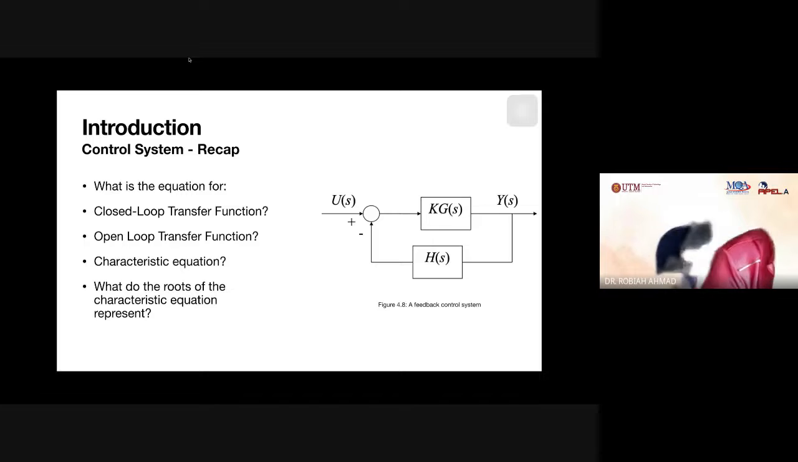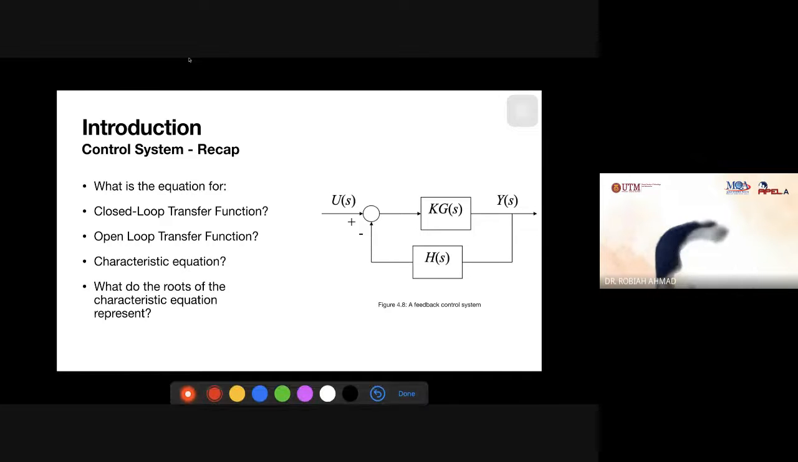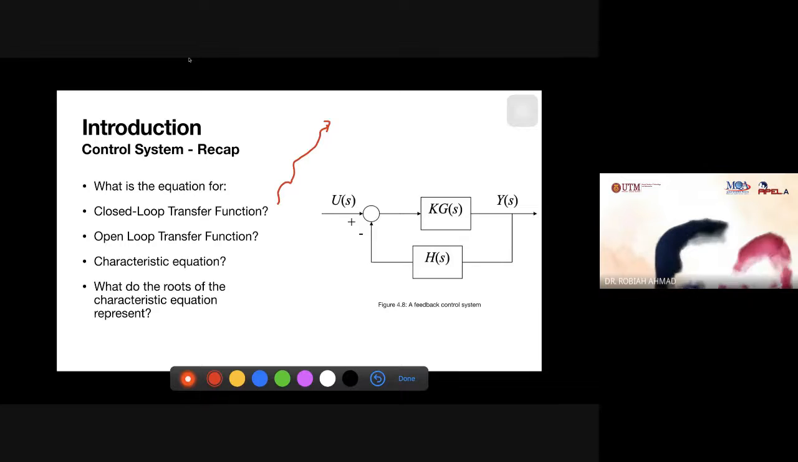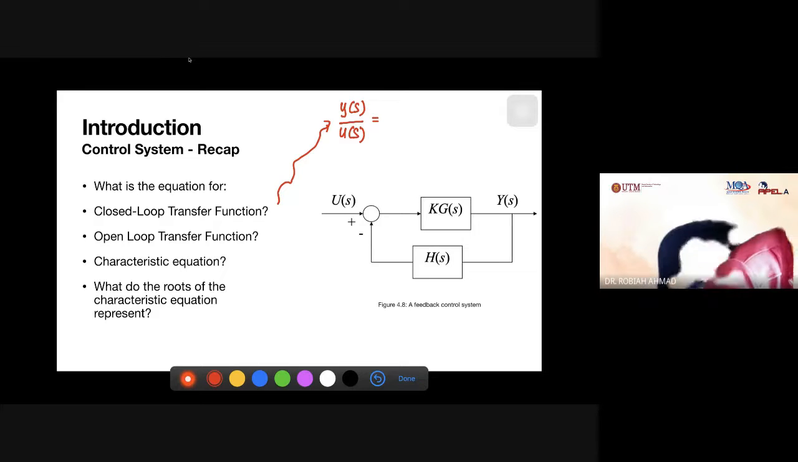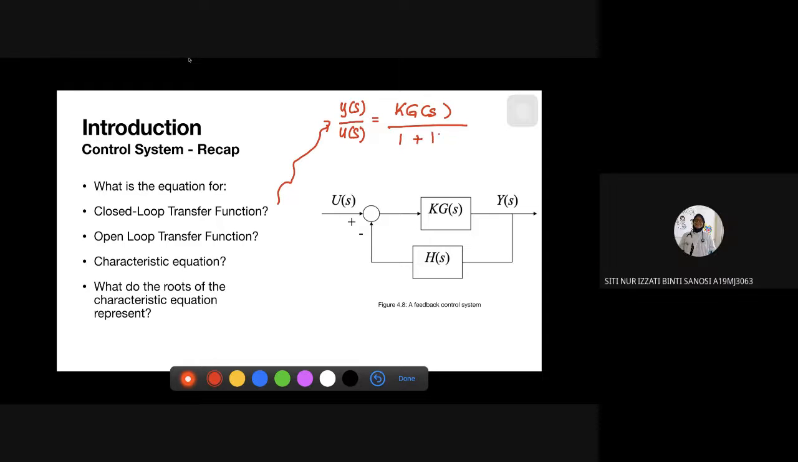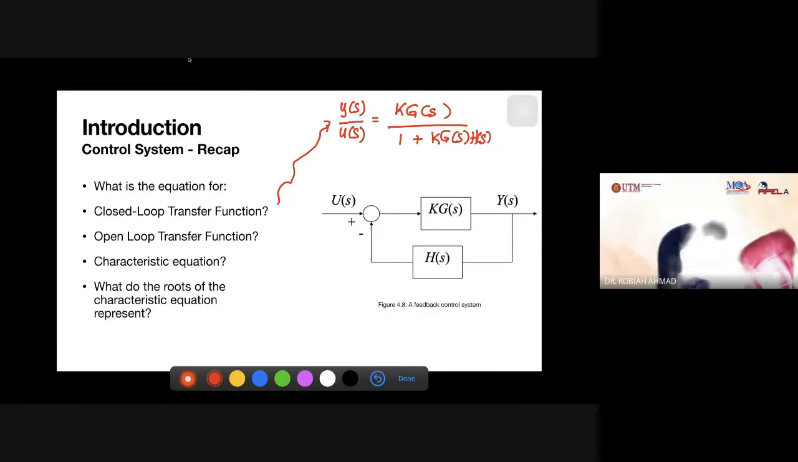Okay, the first one, closed loop transfer function. What is it? Closed loop transfer function is Y(s) over U(s). You did this during block diagram manipulation, right? For this type of feedback control system, the closed loop transfer function will be, what is it, class? K G(s) over 1 plus K G(s) H(s). We have H(s) in this one. Right?